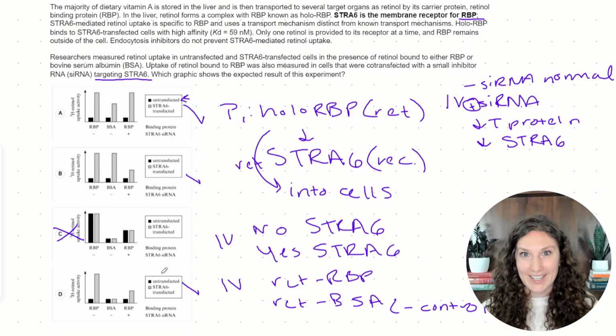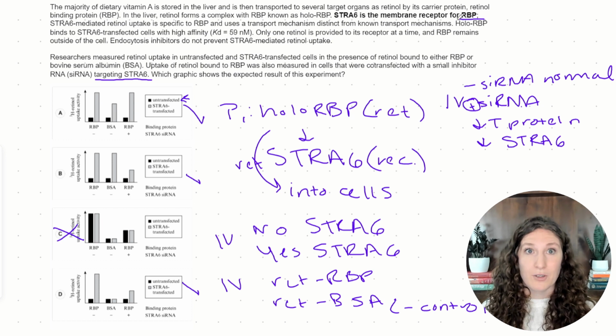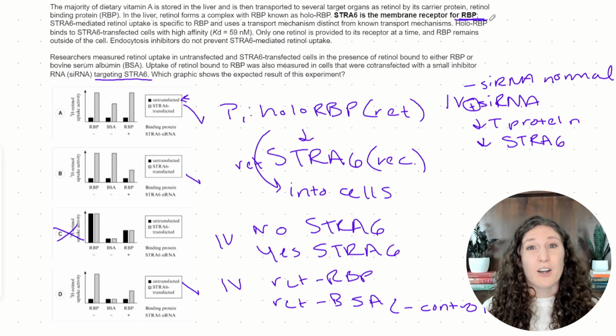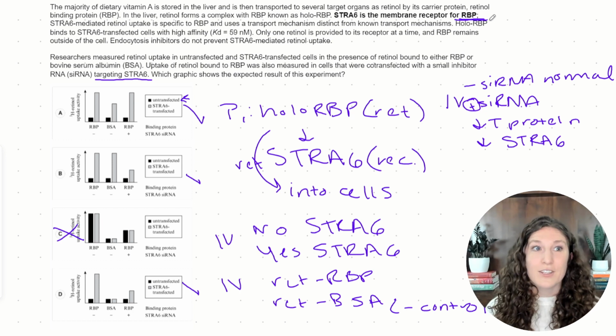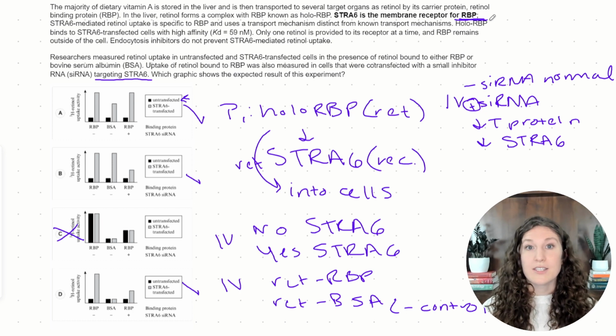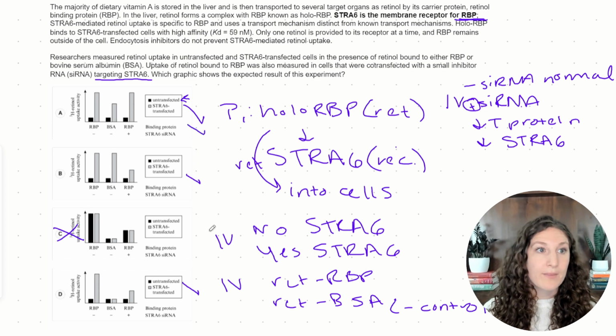So now let's go to our second independent variable, which is whether or not we have the binding protein. If we remember, our STRA6 is the membrane receptor not for the retinol, but for the binding protein, RBP. So if we don't have RBP, we shouldn't get binding, which means we shouldn't get much uptake. So for BSA, my second prediction is that the BSA graph should be low, or at least lower than RBP, because we don't have that binding. So A is still there, but it's at least lower than the RBP, so we'll keep it.